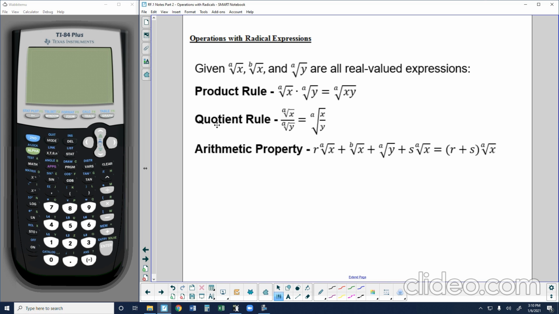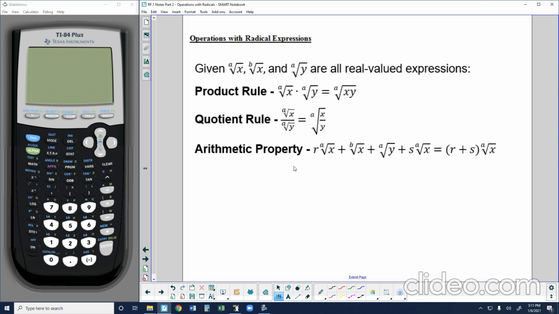The quotient rule we've also been working with, but not as in depth as we're going to see in this lesson. The quotient rule follows the same kind of pattern. If we have two roots that are identical, again, their powers are the same, then we can divide the radicands, the numbers on the inside. It may also be helpful, if we are given a fraction inside of a root, to split that up into two roots.